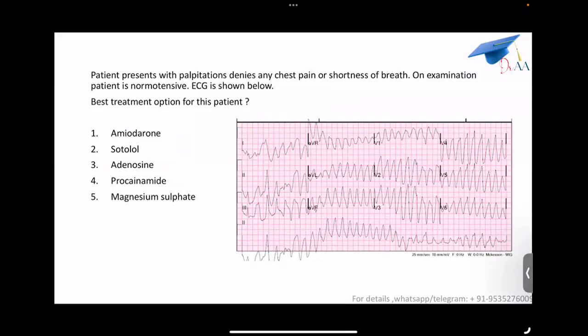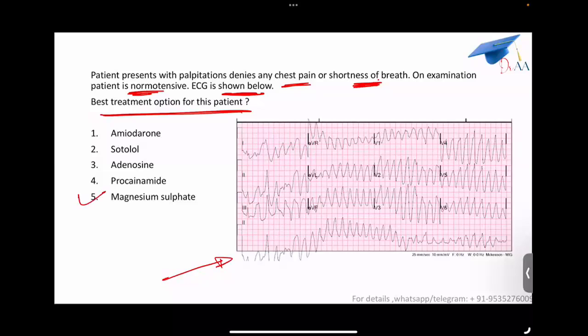Patient presents with palpitations, denies any chest pain or shortness of breath. On examination, the patient is normotensive. ECG is shown below. Best next step they are asking. Magnesium sulfate. These are the questions which have appeared in recent dates. Kind of a repeat of similar questions where the dose was given here, dose was not given. Otherwise, a very similar question which has repeated again.